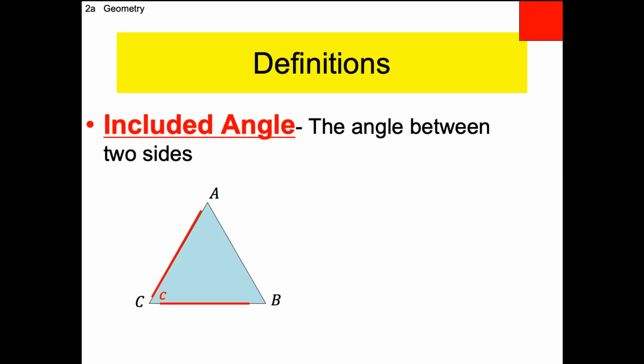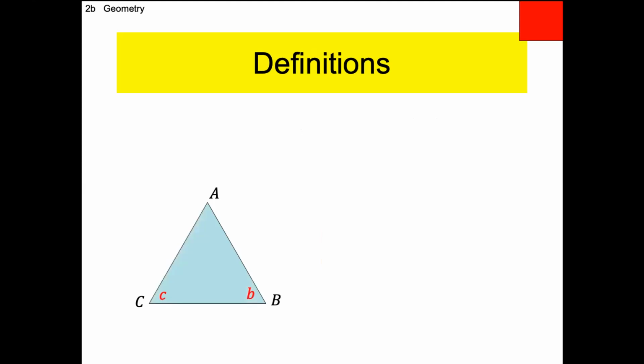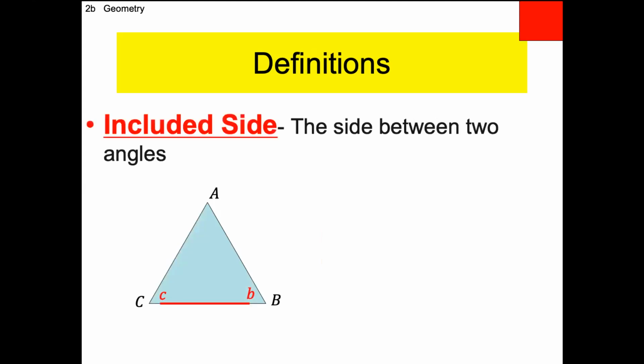It would lead you to believe that there's something called an excluded angle. Well, that's the two that you're not using. We don't go that far, but we do have the opposite of this. What would be the opposite of this? Instead of the angle between two sides, the side between two angles. So what would the side between two angles be called? The included side. Okay, so that's your next one. The included side would be a side between two angles.